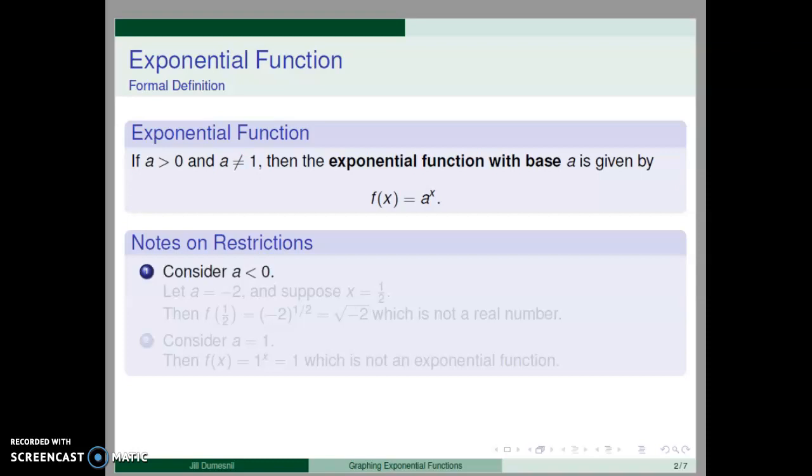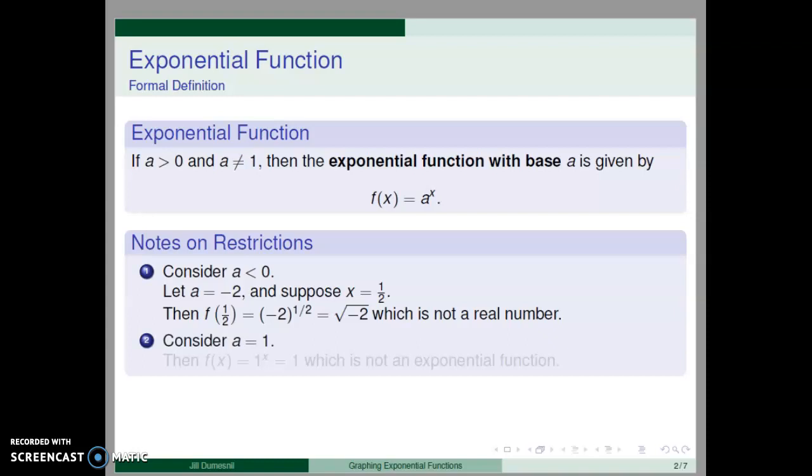First, consider what might happen for negative a. Let a equal -2 and suppose that x is a half. Then f of a half would be -2 to the 1/2 power, or the square root of -2, which is not a real number. Thus we require a be positive.